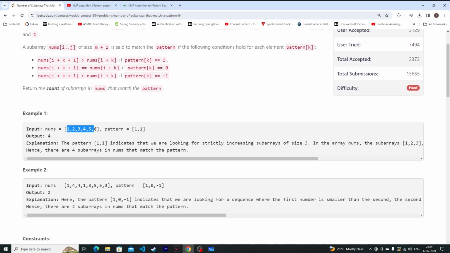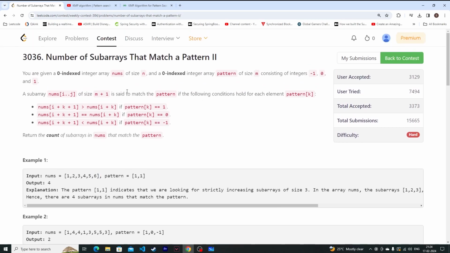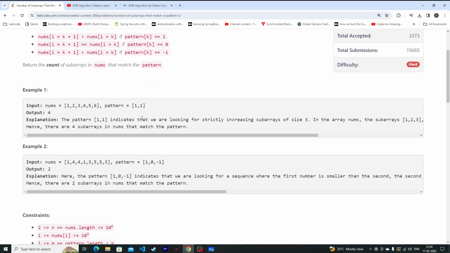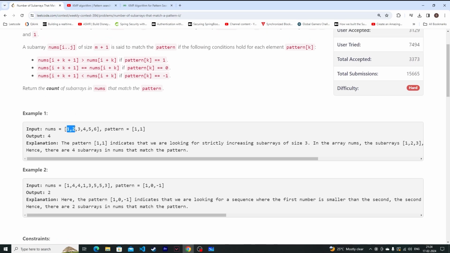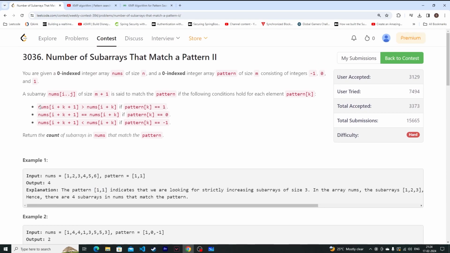So suppose you have this nums 1, 2, 3, 4, 5, 6. Also this problem was in a recent contest, the recent weekly contest, so that's why I picked this. So you are basically given an array 1 2 3 4 5 6, and you're given a pattern 1 comma 1. What 1 indicates, that if you look at over here, there are only three things that can be in pattern: 1, 0 or minus 1.